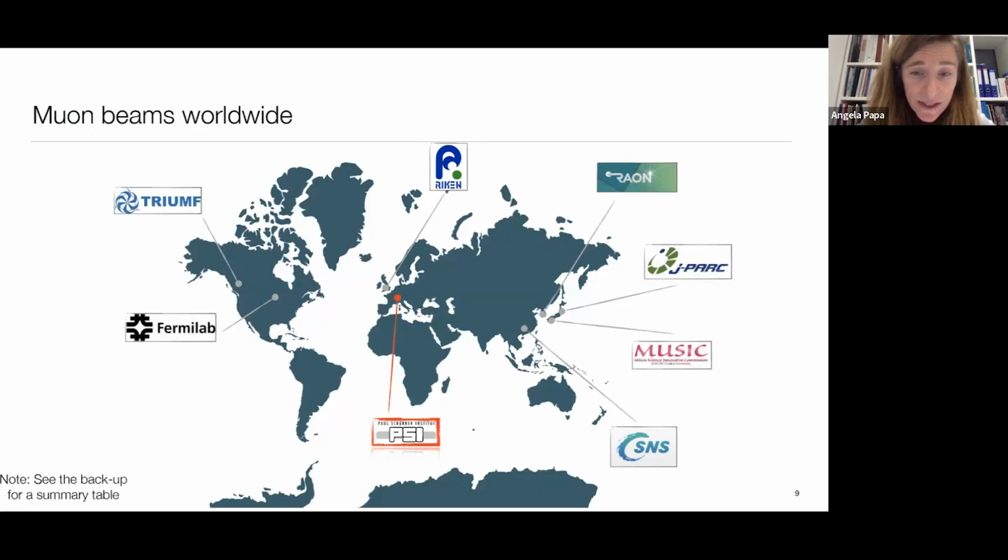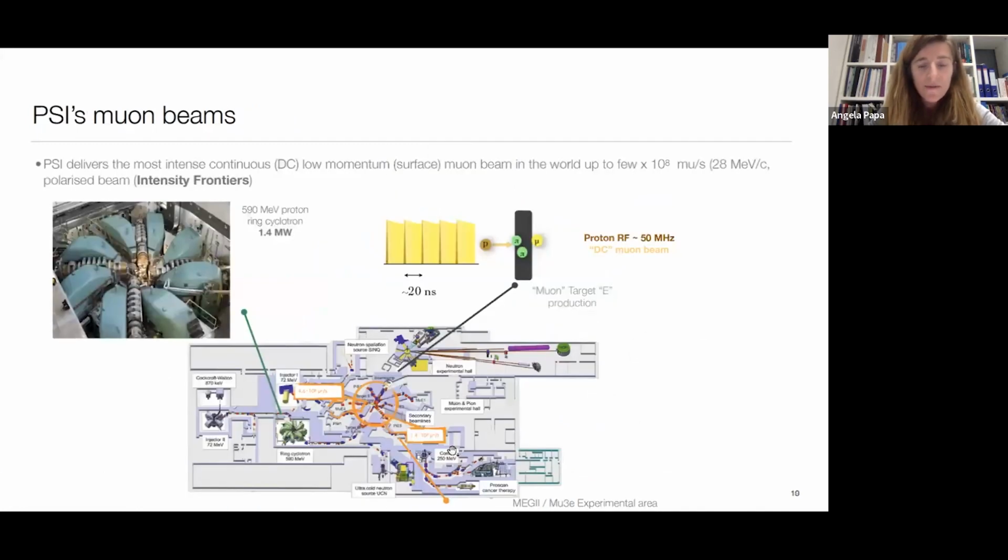Now let's see, in case we are thinking about this experiment and want to do charged lepton flavor violation with muons, the first item is to look for muon beams. This is probably what we end up with if we search for the available muon beams in the world. What is quite special for PSI, in particular for the MEGII search, is that PSI delivers the most intense continuous low energy muon beam in the world, up to a few times 10 to the 8 muons per second, with a momentum of 28 MeV/c.